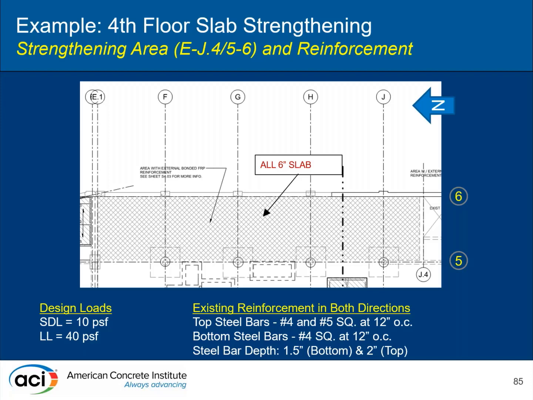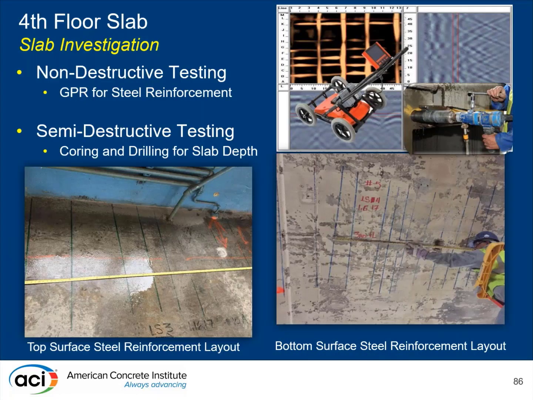The design loads are a sustained dead load of 10 PSF and a live load of 40 PSF, and the live loads vary to some degree around the structure. The top steel bars in general are number 4s and number 5 square bars at 12 inches on center. The bottom steel bars are number 4 square bars at 12 inches on center. The steel bar depth is 1.5 inches from the bottom and 2 inches from the top. These are generalities with respect to the slab, even though it differs with respect to what was identified and what was really required in the slab.